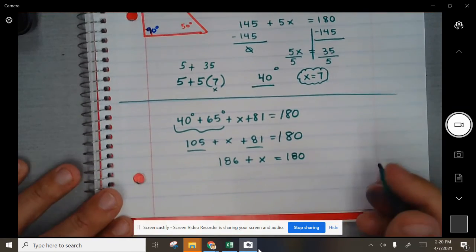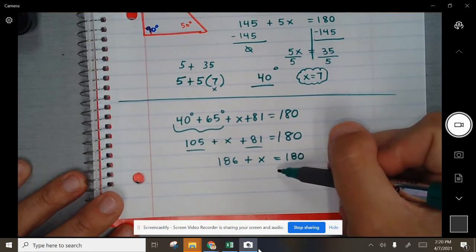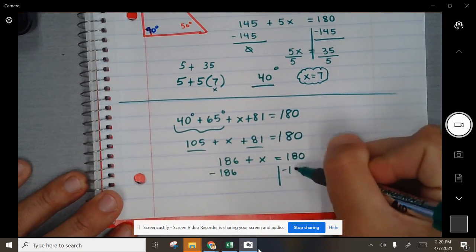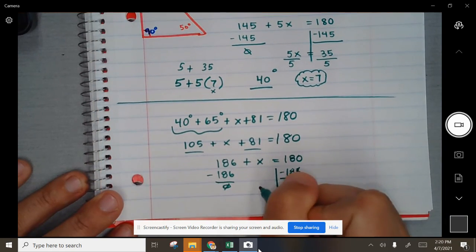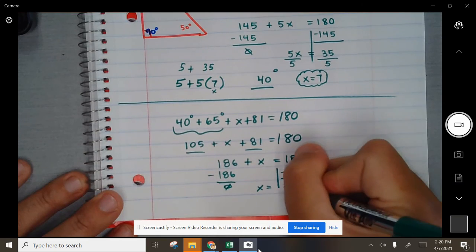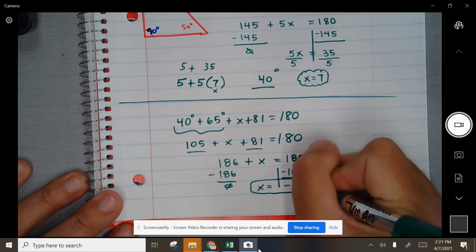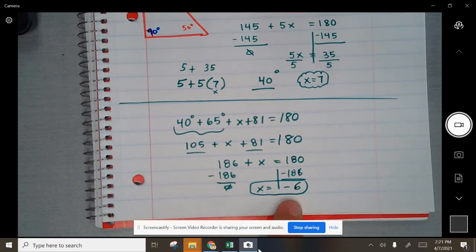They want to know what x is. If I tell you what x is going to be, I'm going to subtract. x equals -6. Isn't that interesting? Now you have a negative number. Okay, kind of interesting. And that's a great call.